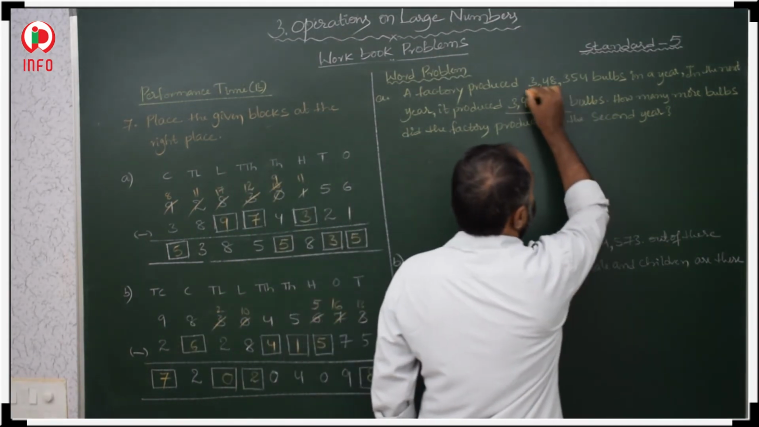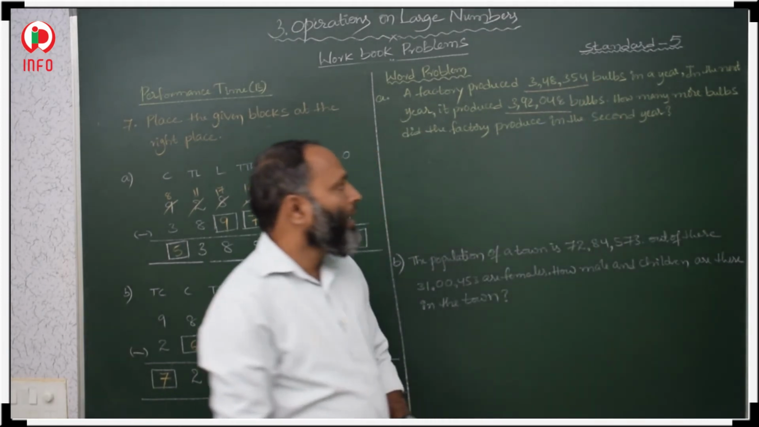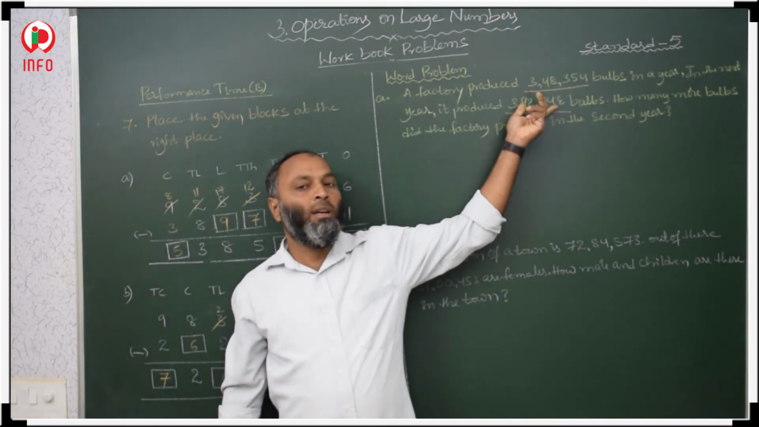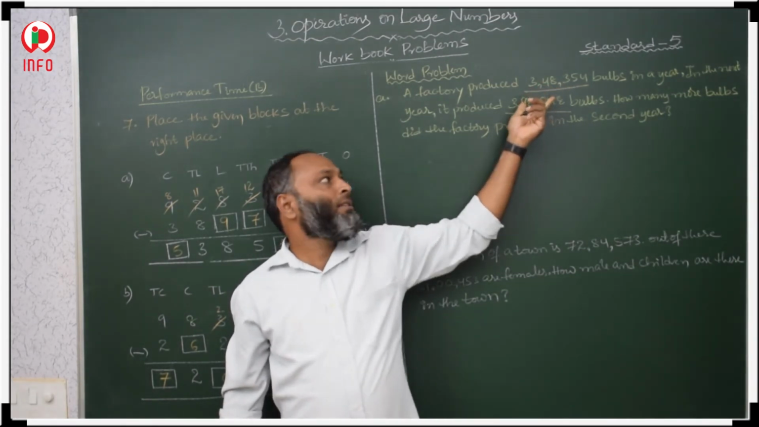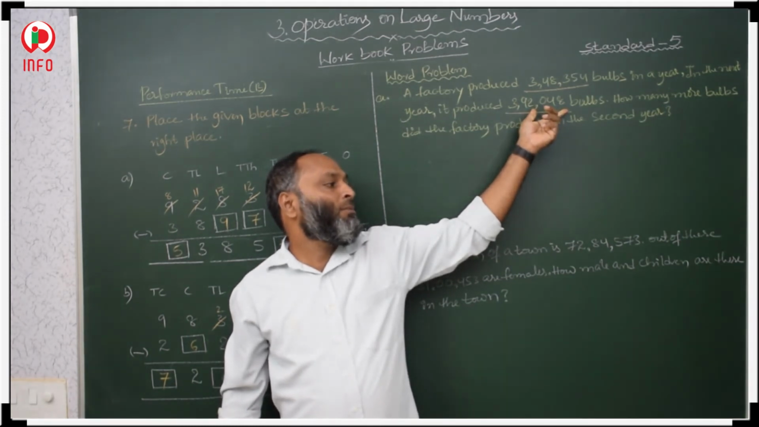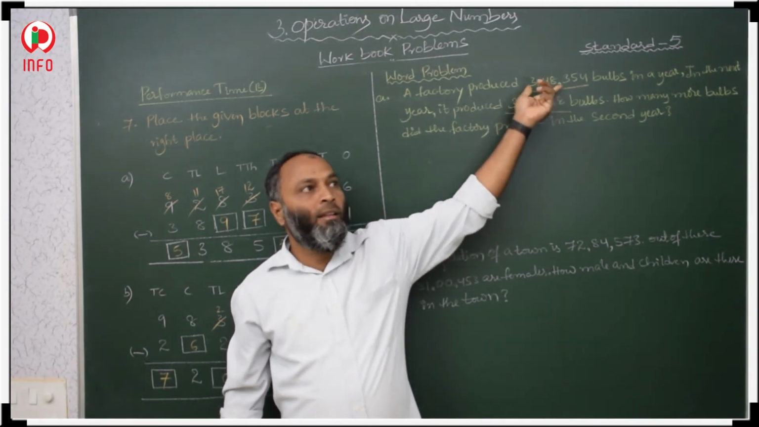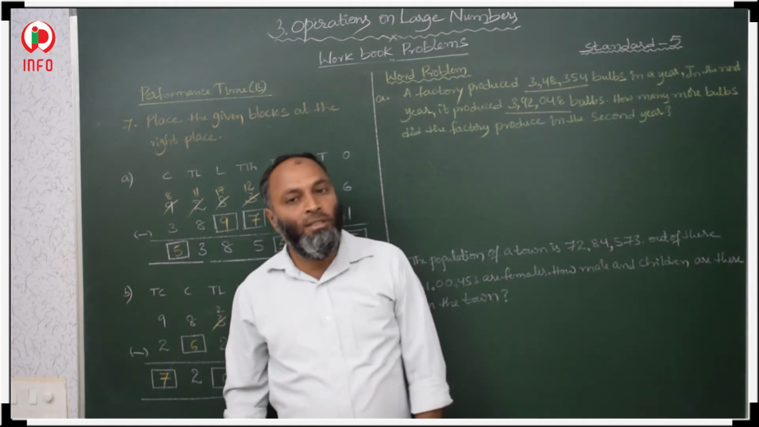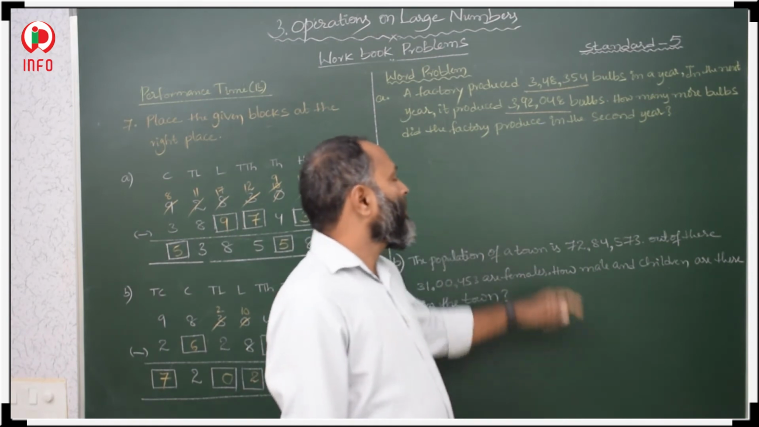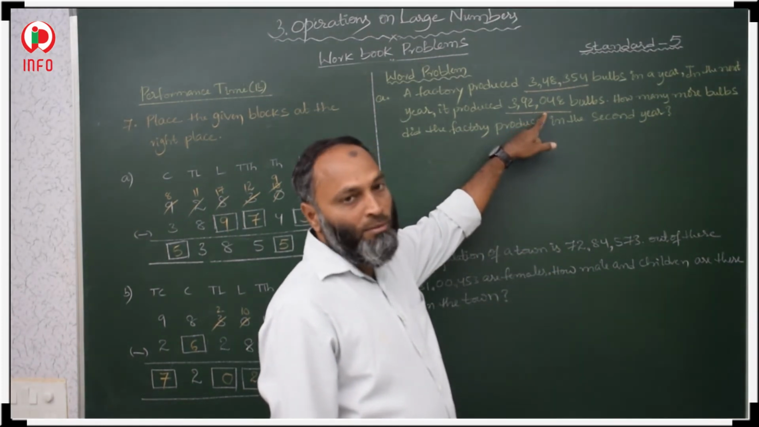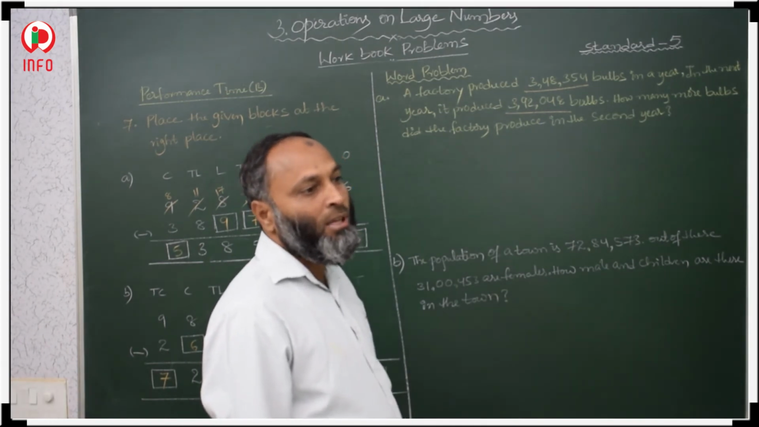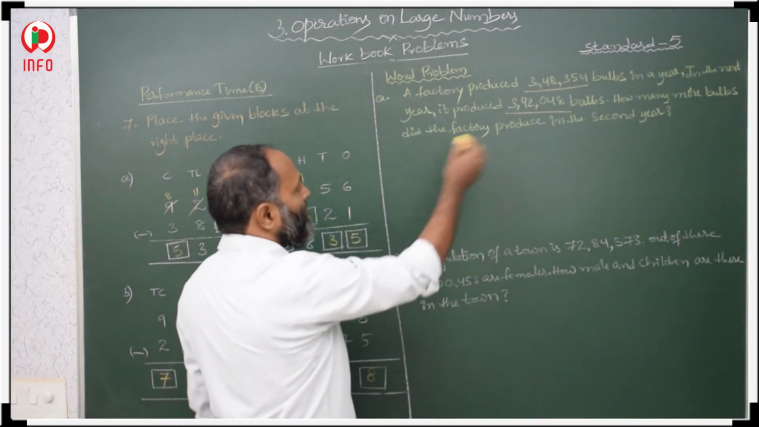This is the first year, this is the second year. If you check these two numerals, this numeral is bigger than this numeral, which means the number of bulbs produced in the second year is greater than in the first year. Then how many more bulbs did he produce, he asked. It means we have to subtract the first year's bulbs from the second year's. Then you will get how many more bulbs they produced in the second year.